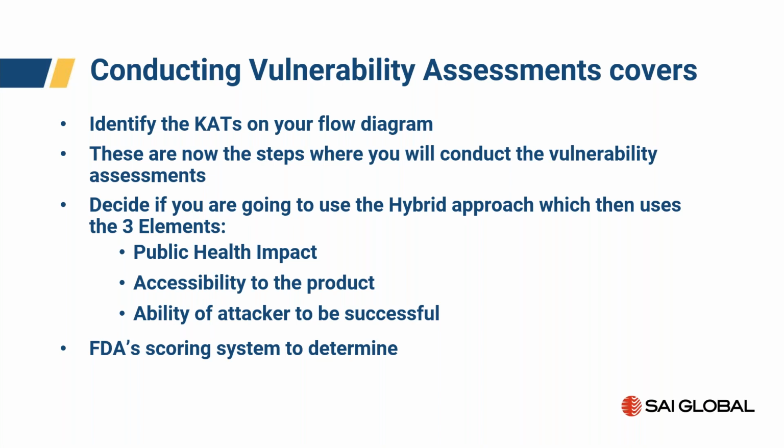If you're going to do the hybrid approach, having determined where your KATs are, you would then look at the three elements, which are the public health impact, accessibility to the product, and the ability of the attacker to be successful. The FDA, through this FSPCA class, has come up with a way for you to actually numerically assess this vulnerability as to whether it is a significant vulnerability or not. And that's what we're going to talk about.